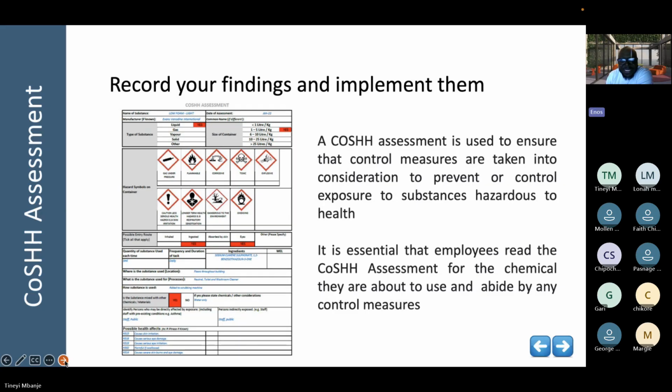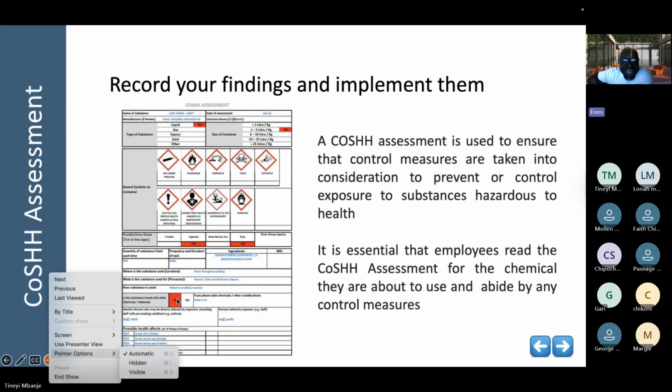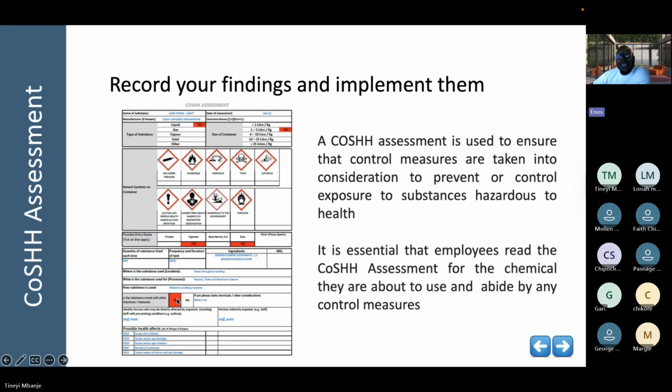Yeah. I don't know if you can zoom it in a bit. There is a section for you to write. It looks so small. Expand it if you have to. So you find right underneath those pictograms, if you go about 4 rows down, where is the substance located? What is the substance used for? Remember, that's where you need to ask the employees.